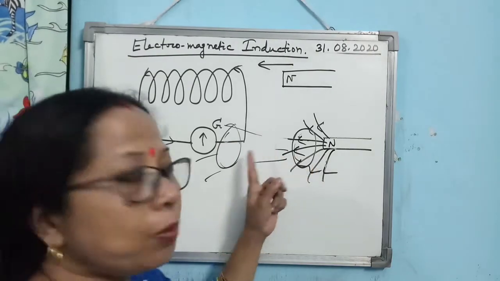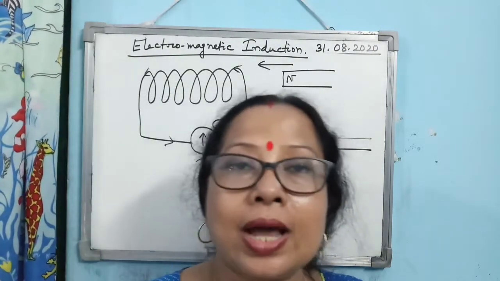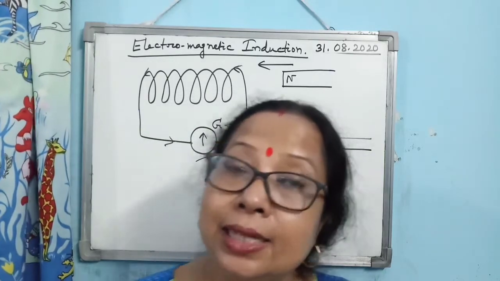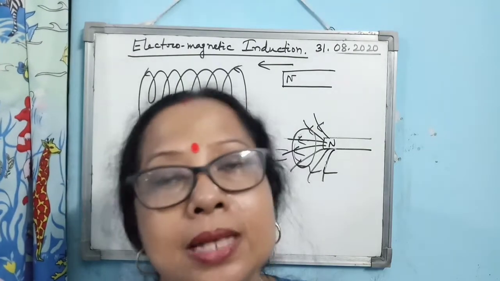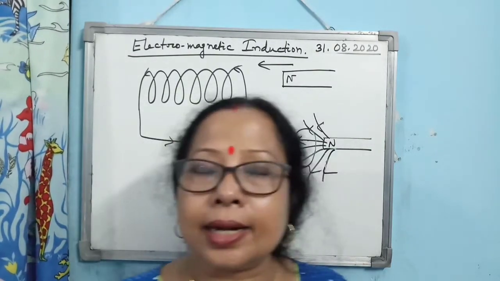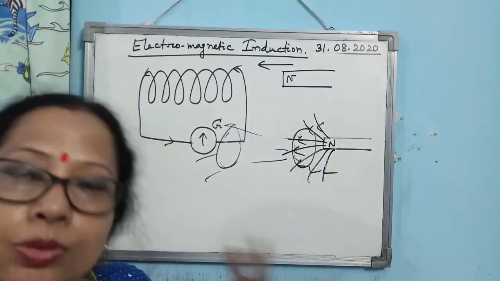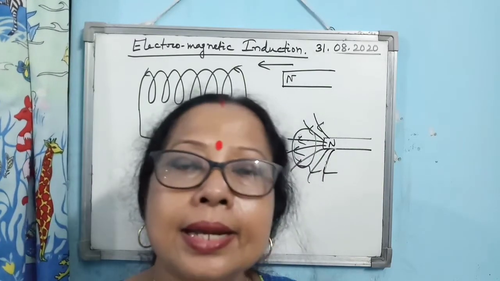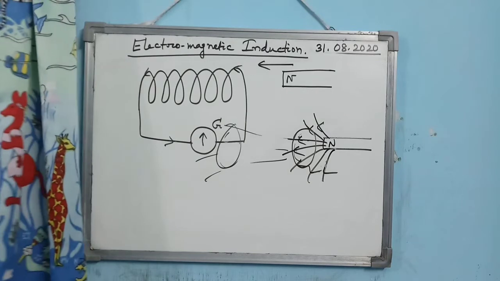So when the North Pole is in motion, then what is happening? The magnetic flux linked with the coil is changing with time, and due to this an EMF is induced and a current passes through. That current is known as the induced current, and the phenomenon is known as electromagnetic induction.